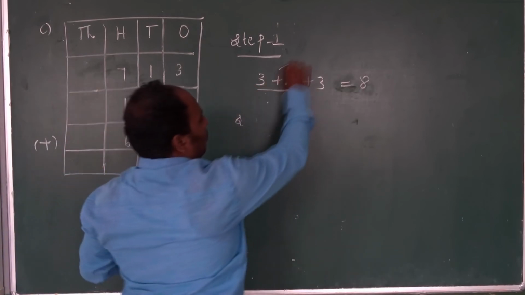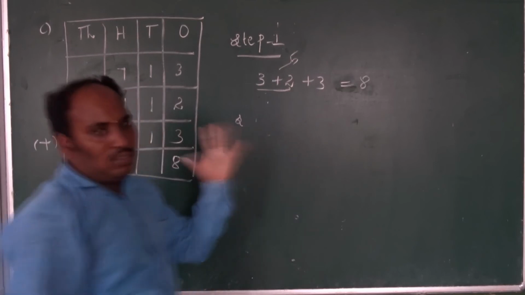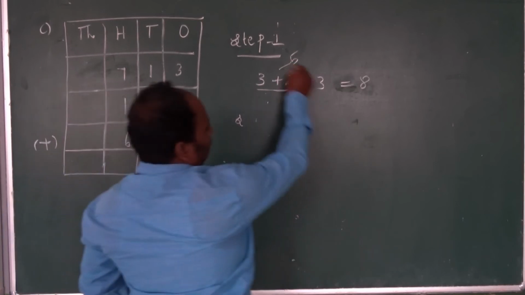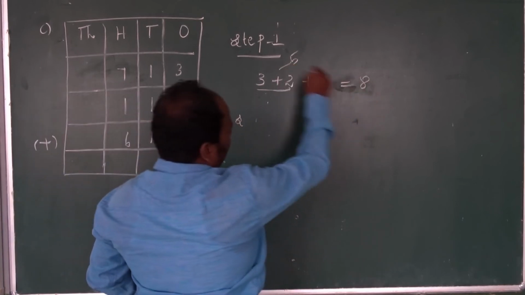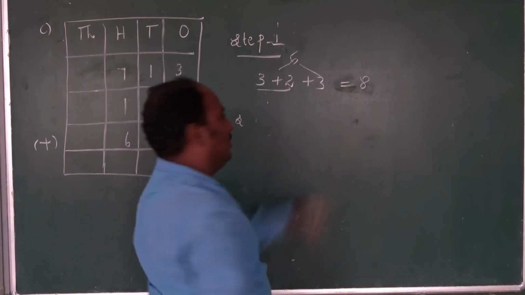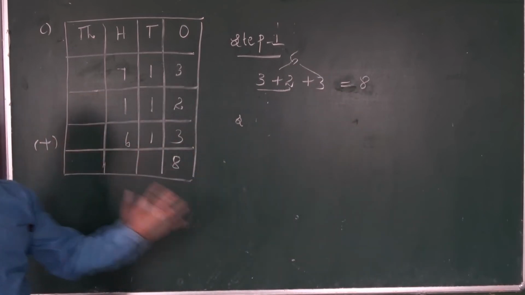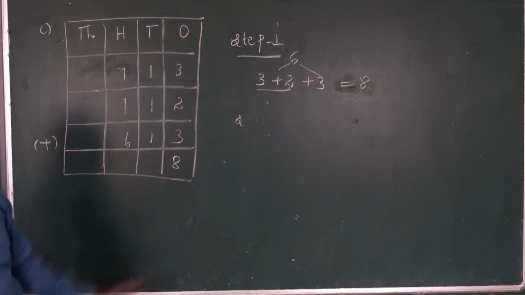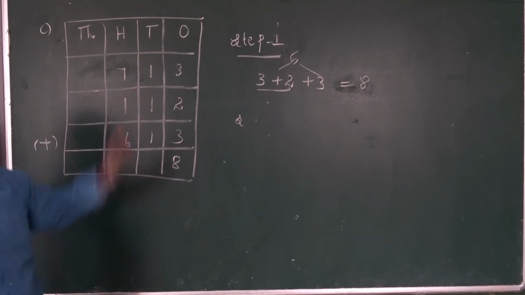3 plus 2 is equal to 5. 5 plus 3 is equal to 8. So the number 8, write in the ones place.